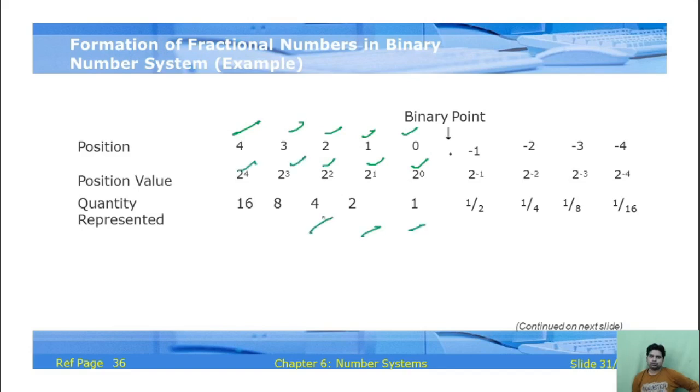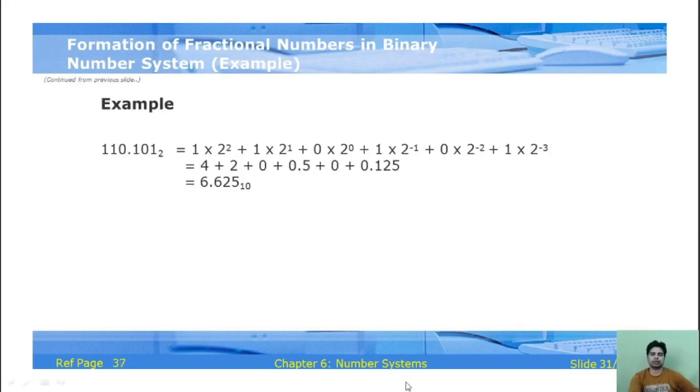Now in the reverse direction, we talk about minus 1, minus 2, minus 3, minus 4. This is 2 to the power minus 1, 2 to the power minus 2, 2 to the power minus 3, 2 to the power minus 4, and it is 1 by 2, 1 by 4, 1 by 8, and 1 by 16. Yes, so this is an example of the formation of fractional numbers in a binary number system.